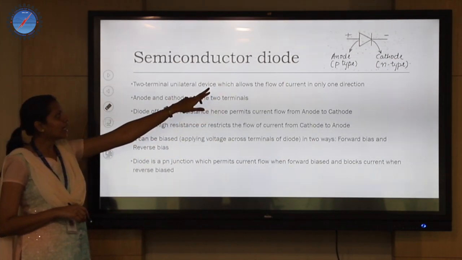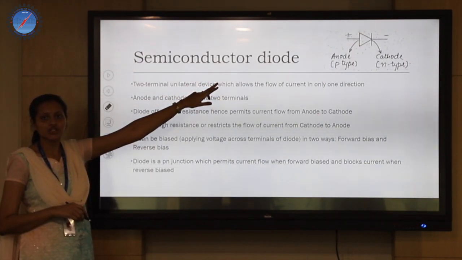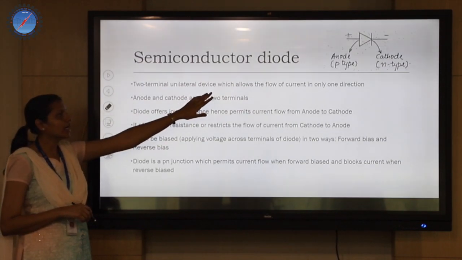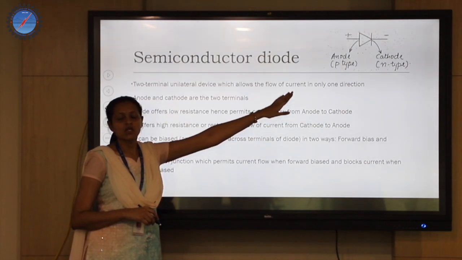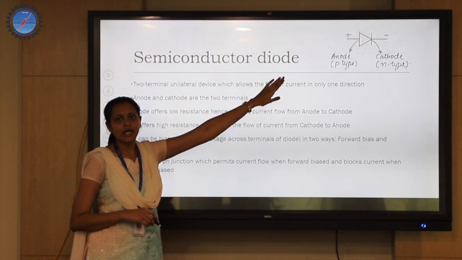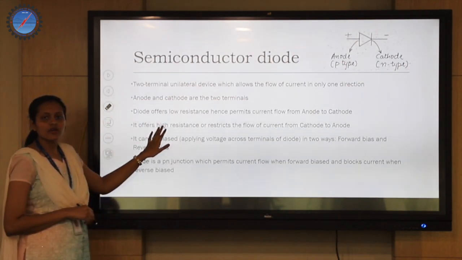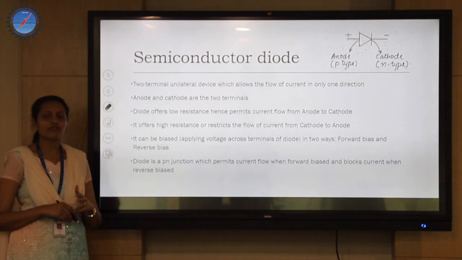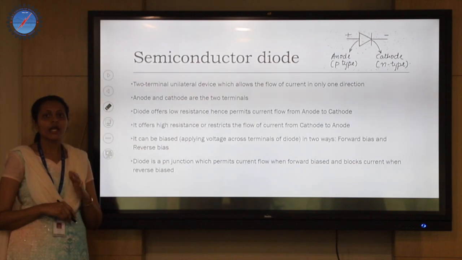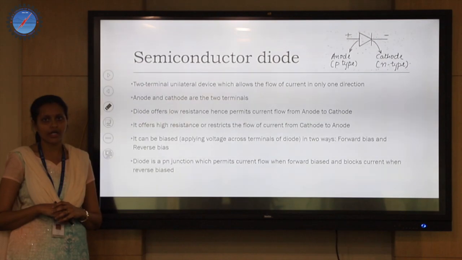We have represented that by a triangle and later on a line. It's basically a representation of an arrow which says how the current flows in a diode. The current is flowing from anode to cathode. This is how a diode is symbolically represented. Now, diode offers less resistance and allows the flow of current from anode to cathode. It offers very high resistance or restricts or opposes the flow of current from cathode to anode, which is opposite.